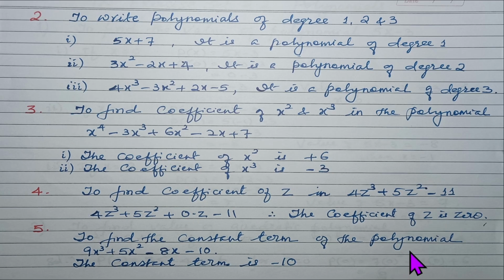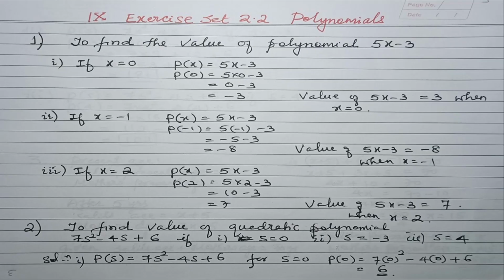Now to find the constant term of the polynomial 9x cube plus 5x square minus 8x minus 10, the constant is minus 10 here in this polynomial. Please remember that. Now coming to the exercise set 2.2 of the same polynomials chapter of the Ganith Manjari 9th standard CBSE textbook.